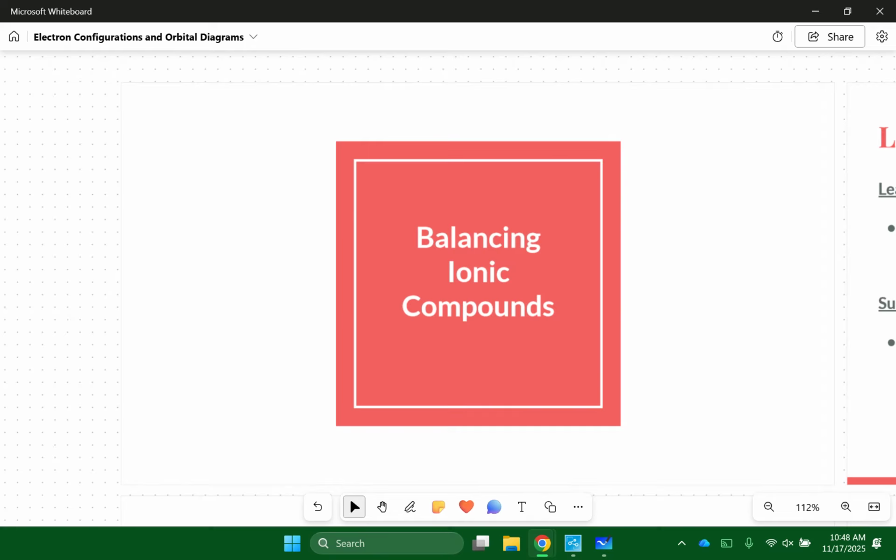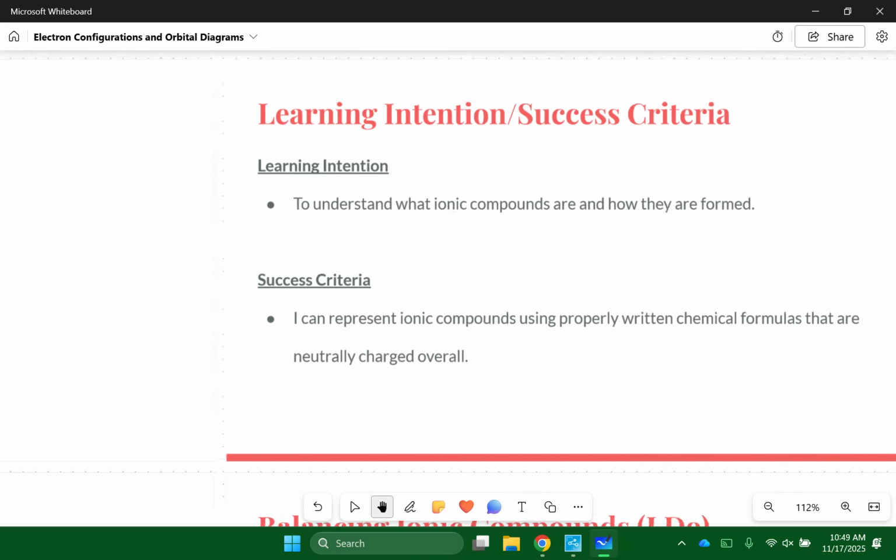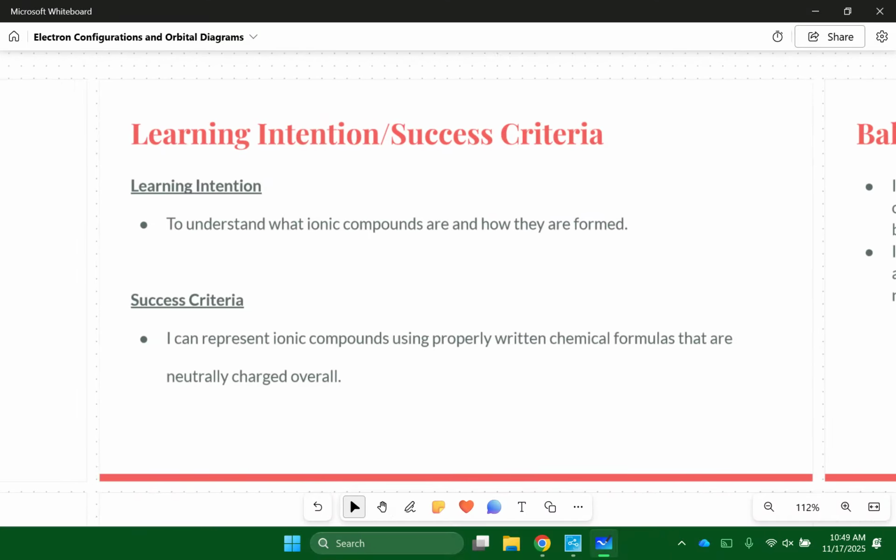Hey everyone. So today I'm going to talk about ionic compounds and how to balance them. And what I mean by balancing them is how do I make it so that they have a neutral overall charge? Okay. So, learning intentions and success criteria for this lesson.